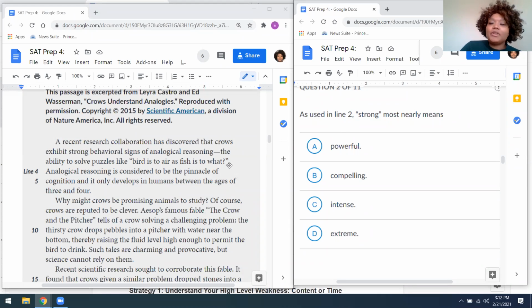So again, with these type of questions, and things work differently for different people, it doesn't take too long to just insert the answer choices into where the word is. So I'll do that very quickly and let you see how it sounds. We kind of did this last week, but again, for the new people. Okay, so it says line 2, strong. So I'll read the beginning of the sentence to give the word strong context. A recent research collaboration has discovered that crows exhibit strong behavioral signs of analogical reasoning.